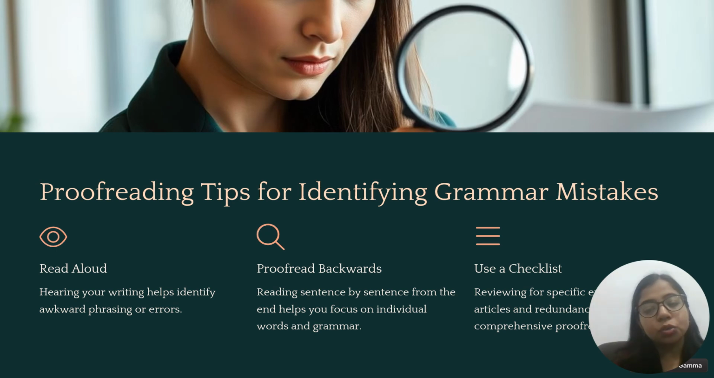When you're paying attention to the sentence and the grammar, your mistakes will automatically get corrected. And use a checklist. Always use a checklist: okay, I have proofread, check. I have proofread backwards, check. I have read aloud, check. I have corrected the redundancies, check. I have corrected the articles, check. I have checked for subject verb agreement, check. So always use a checklist.